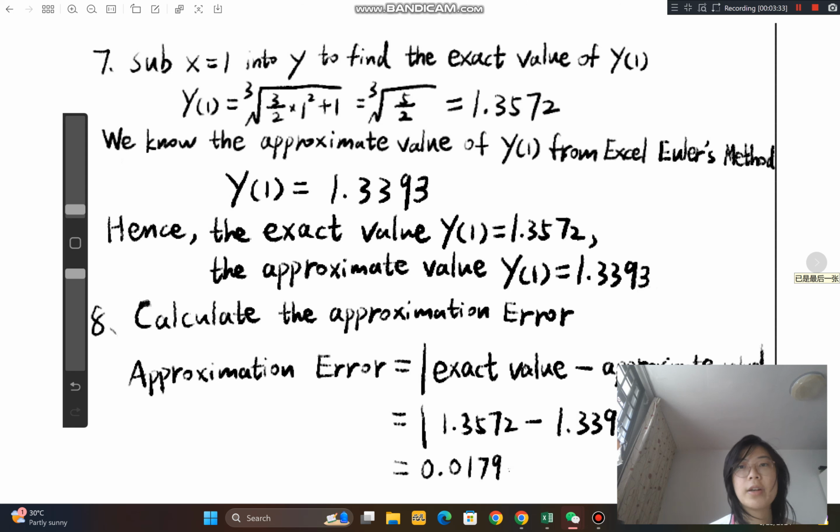Sub x equal to 1 into y to find the exact value of y1. y1 is equal to the cube root of 5 halves. It's equal to 1.3572. We know the approximate value of y1 from Excel's Euler's method: y1 is equal to 1.3393. Then calculate the approximation error, which is equal to the exact value minus the approximate value, equal to 1.3572 minus 1.3393, which is equal to 0.017.